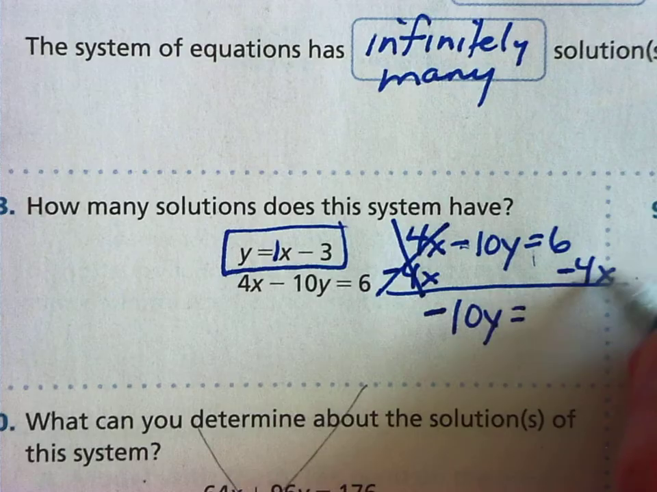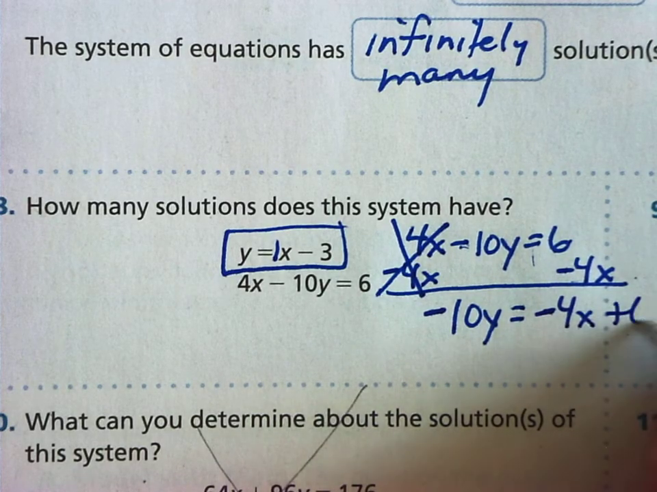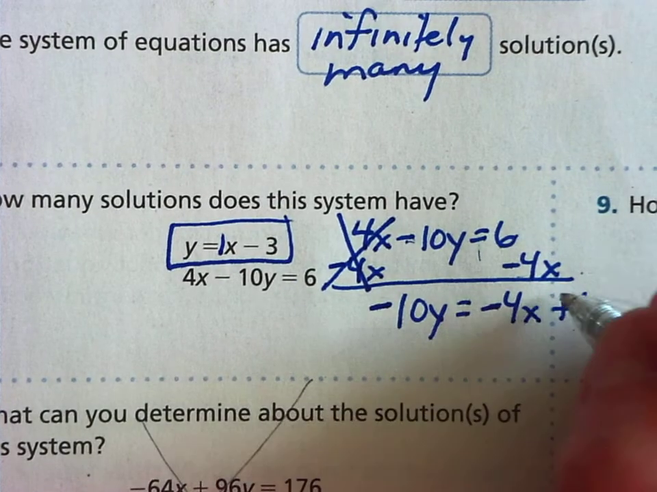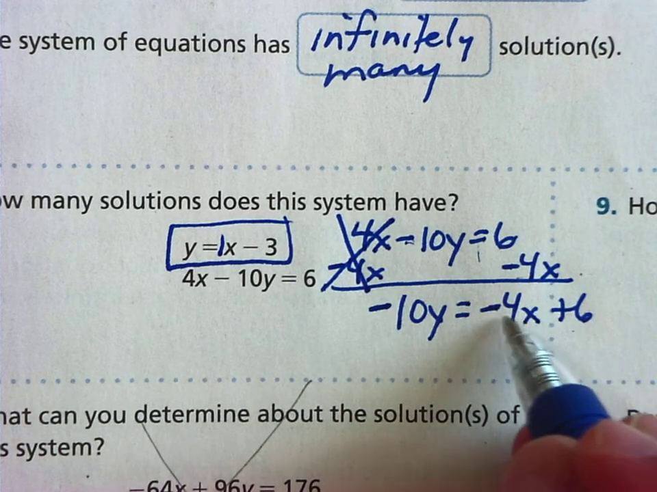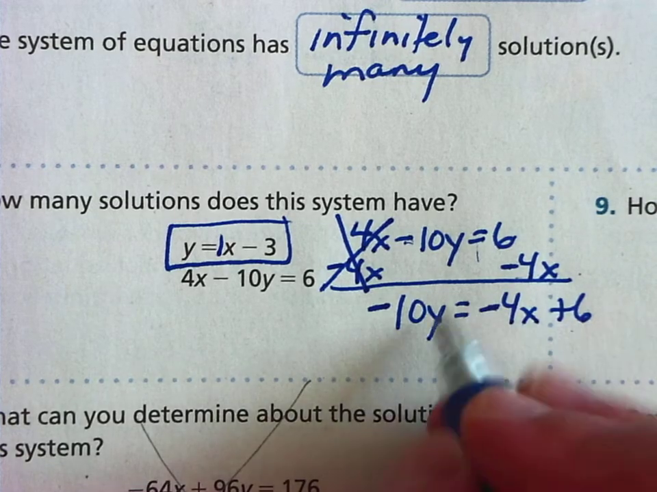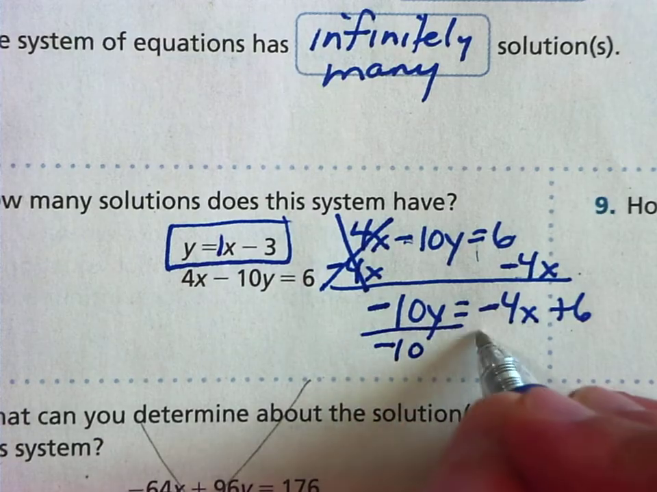Equals, now just rearrange this. You have two things over here. You have a negative 4x, and that's a positive 6. You cannot subtract or add these two together. This has an x and this doesn't. You have two terms over here. So just put them in slope-intercept form order. Now, whatever's next to the y, you're going to divide everything by it.